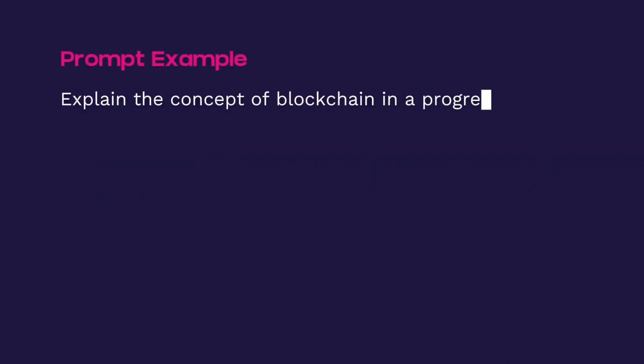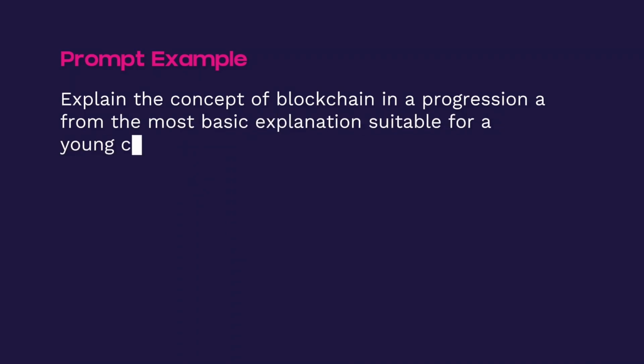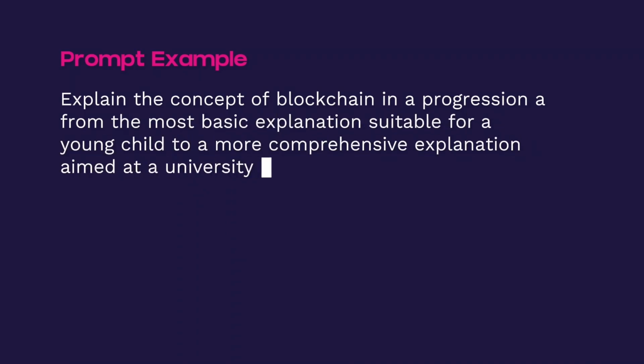And then you have something called the least to most prompt, which gradually urges the AI model to increase detail or complexity of its output. And it's useful for teaching concepts at varying different levels of depth. So an example here could be something like, explain the concept of blockchain in a progression from the most basic explanation suitable for a young child to a more comprehensive explanation aimed at a university student.